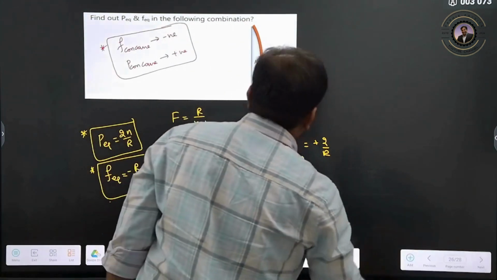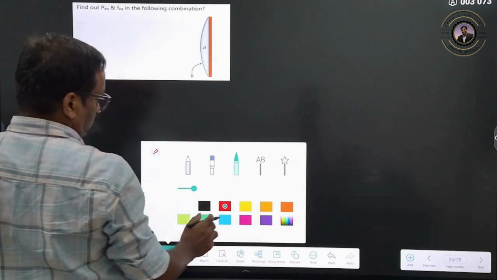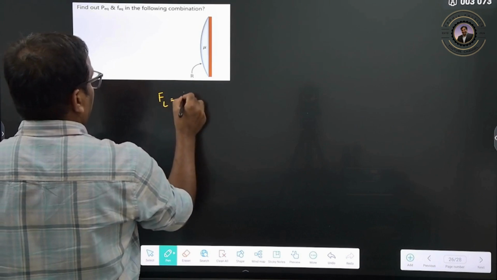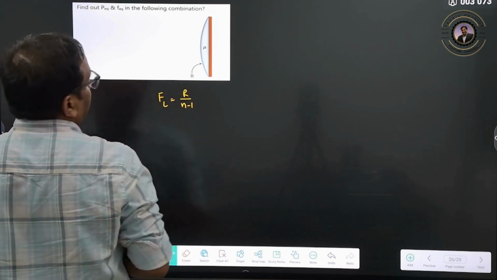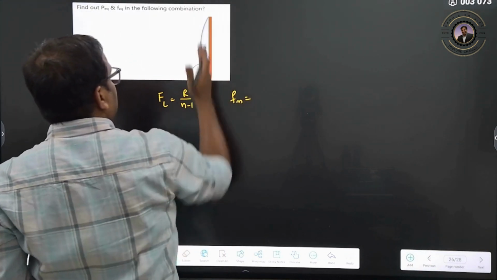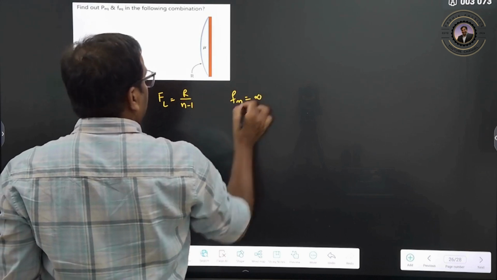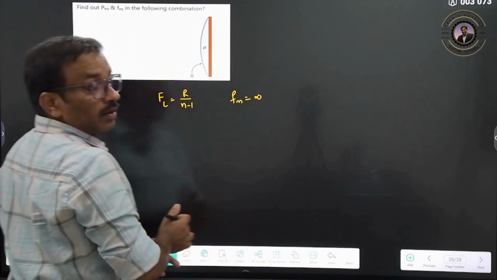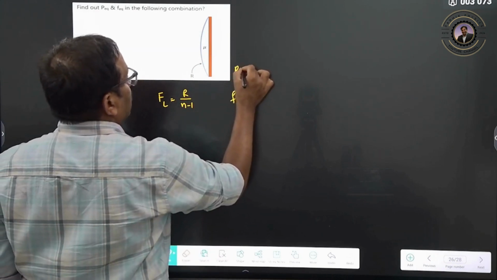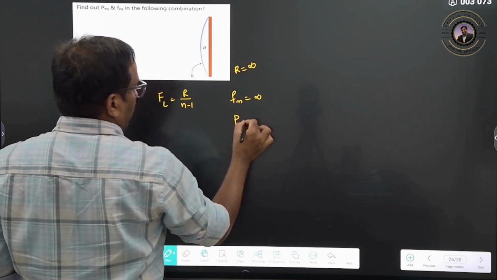Now let us see one more, the same question. The focal length of this lens is therefore R by n minus 1. For the mirror, this is your straight line, so the focal length is not going to converge anywhere, therefore it is infinity. Clear? Why? Because the radius of curvature is at infinity. The focal length of the mirror is infinity. The power of the mirror will be 0.